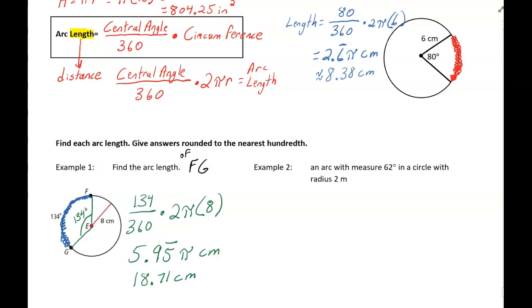Let's take a look at problem 2. An arc with a measure of 62 degrees in a circle with a radius of 2 centimeters. So this 62 degrees is representing the arc, or excuse me, the central angle. So the arc length, technically, is equal to the central angle 62 over 360 times 2 times pi times the radius.